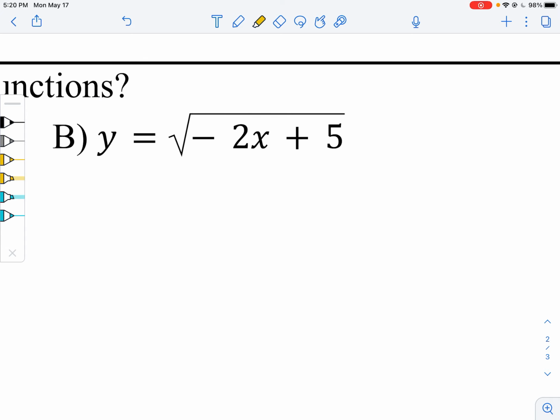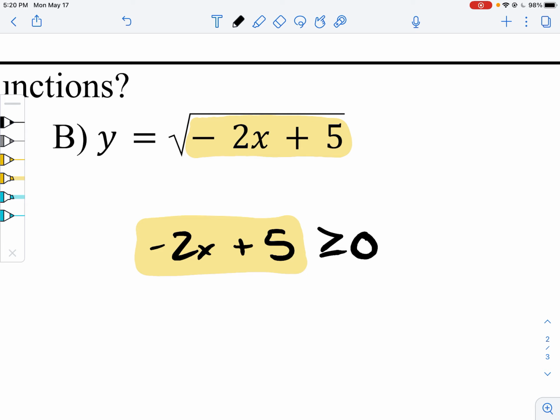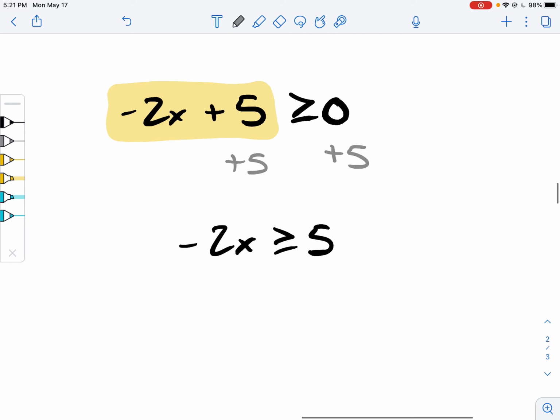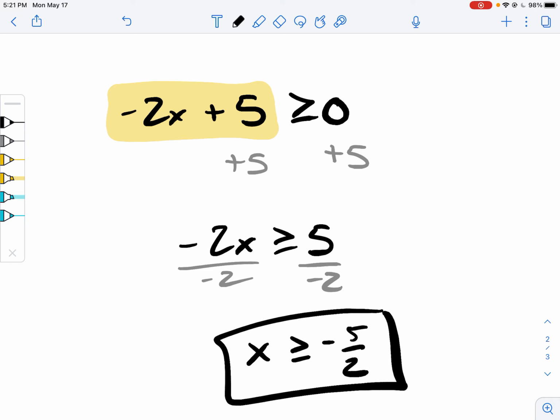Let's do it again. What's the domain here? Well, first of all, we need to make our radicand greater than or equal to 0. So what is 2x minus 5, negative 2x plus 5. What does that have to be in order to be greater than or equal to 0? Well, as we're getting x by itself, our next step is to undo that times negative 2, so we're dividing. We get x is greater than or equal to negative 5 halves. I like fractions, so I'm going to leave it like that.